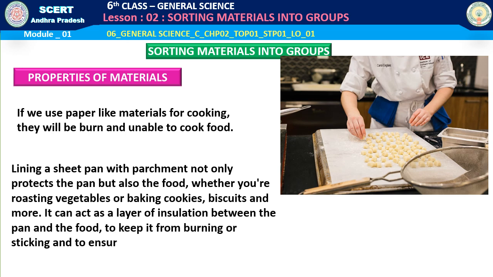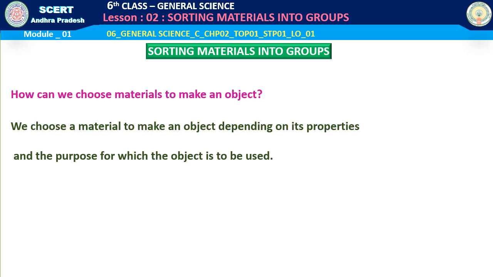How can we choose materials to make an object? Let us observe. We choose a material to make an object depending on its properties and the purpose for which the object is used. For example, we prepare towel by using cotton, not by using glass or plastic materials, because towels are used to absorb the water. Let us learn about appearance, one of the property of materials.